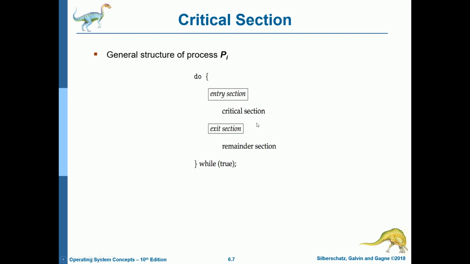The process has to execute some sort of entry section to declare that its critical section is about to happen. This critical section happens where no other process is running its critical section, and then it must exit by calling something to declare that it is exiting the critical section. The rest of the code is just called the remainder section.